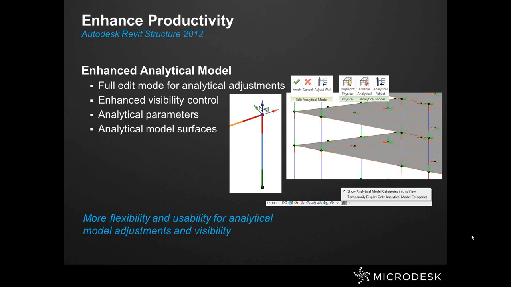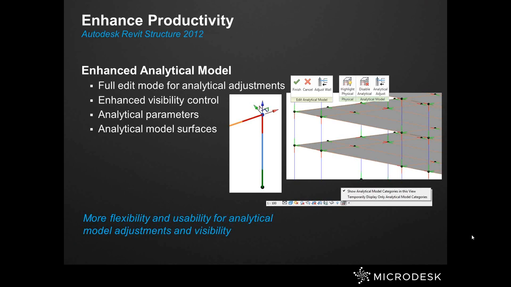Control of the visibility of the analytical model has been enhanced by adding a tab to the Visibility Graphics Overrides dialog. Analytical model visibility settings that formerly existed in the Models category tab have been migrated to the Analytical Model categories tab. These include boundary conditions, structural internal loads, and structural load cases. Now users have faster access to all analytical settings.